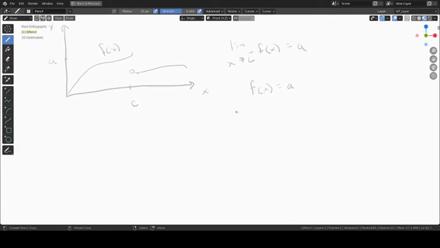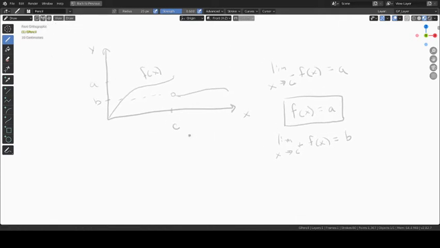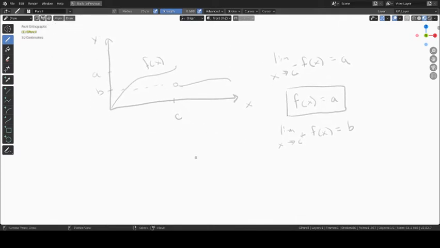We can say, what is the limit of the function as x is approaching c from the positive direction? And we'll call this value right here b. So as we're coming in from this direction, the limit of that function is going to equal b, because that's what that function is approaching as we come from the right. So that is going to equal b. Now, we only have one function value at that point, but we can have multiple different limits because the function is discontinuous. It has a discontinuity in the function.